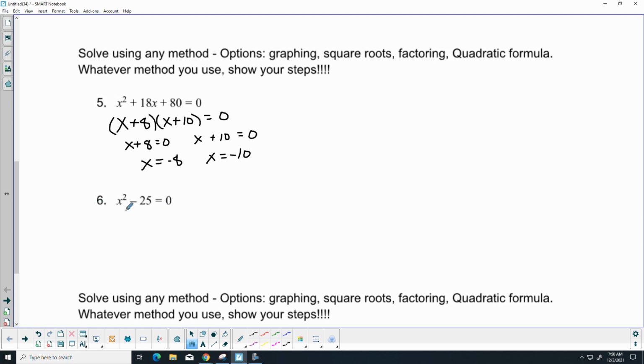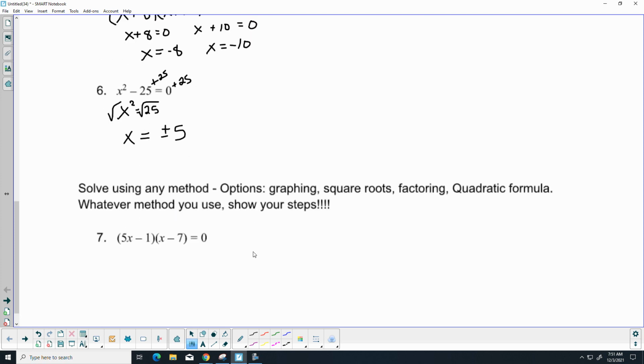On number six, I could do this with factoring or using the square root. I'm going to use the square root. So I'm going to add 25 to both sides. And when I do that, I get x squared equals 25. Take the square root of both sides. When I take that square root, I have to use the plus and minus. I'm going to get plus or minus 5.